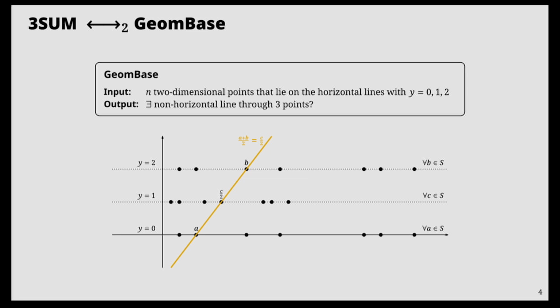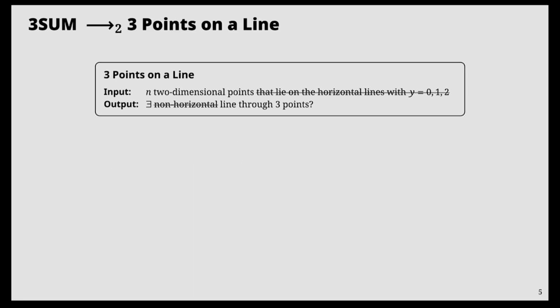Now that's a cool problem because it really is equivalent to 3SUM. But maybe it's not a very natural geometric problem, because you started with weird assumptions, like the points have to lie on these horizontal lines, and the output is not whether there is a line, but whether there's a non-horizontal line. So maybe the more natural problem is 3 points on a line, where the input is again a bunch of 2-dimensional points without any constraint. The question is: is there a line which goes through at least 3 of these points?